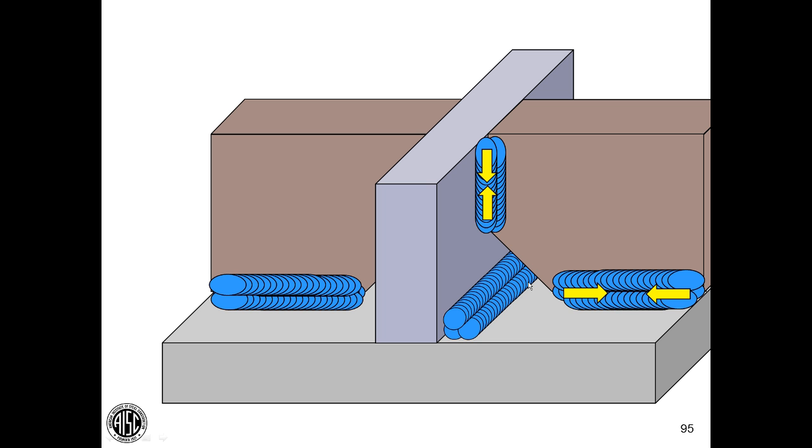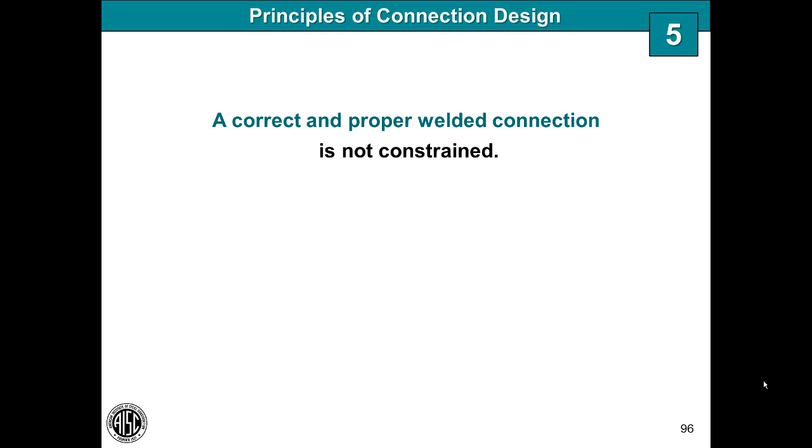And that's the reason, for example, or one of the reasons why we have minimum-sized weld access holes, to interrupt the concentration of residual stresses when welds come in from different orthogonal directions. So a correct and proper welded connection is one that is not constrained. Let's go to number 6.